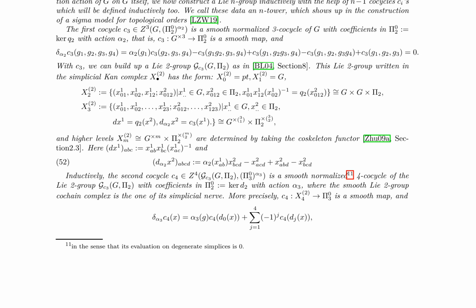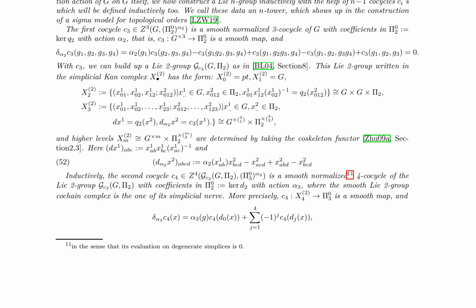The n-tower is a complex of Lie groups, together with G-actions α_i: G → Aut(π_i), such that the G_i are equivariant with respect to the conjugation action of G on itself. The paper constructs a Lie n-group inductively using (n+1)-cocycles C, which are defined inductively. The first cocycle C is an element of Z^3(G, π_2, α_2), a smooth normalized 3-cocycle of G with coefficients in π_2 = ker Q, with action α.